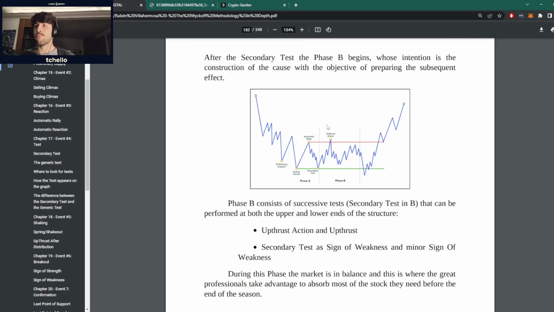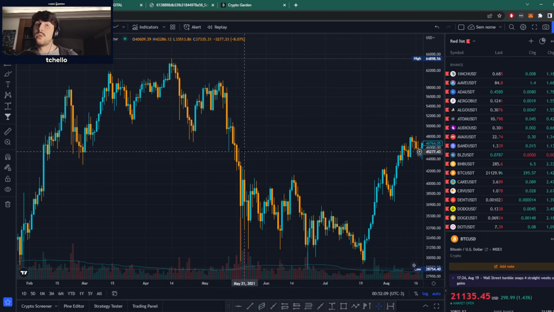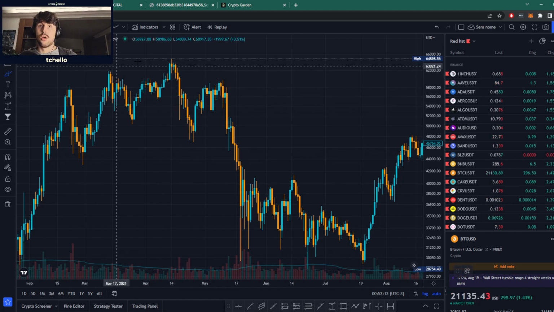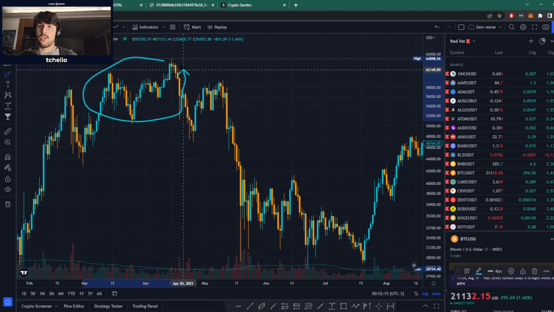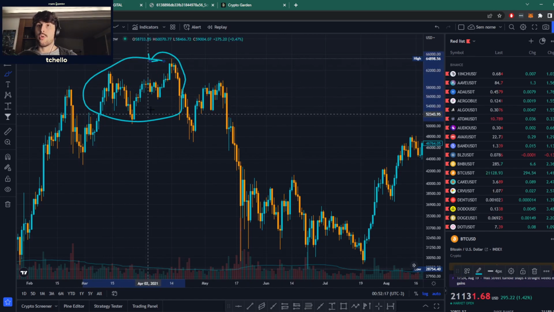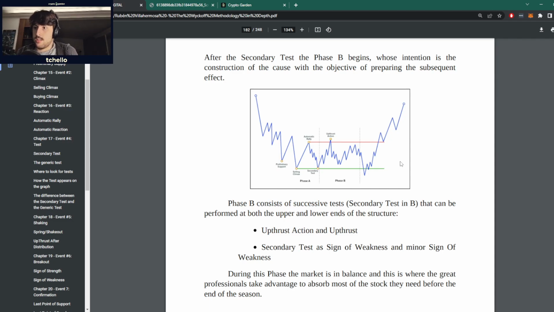Okay, so phase B is basically the events of the upthrust action and the signs of weakness and minor signs of weakness, secondary tests, whatnot. During this phase, the market is in balance. It's when we see the most ranging, right? So this here, for example, would be a good phase B. So we are mostly going sideways and the market doesn't move much.